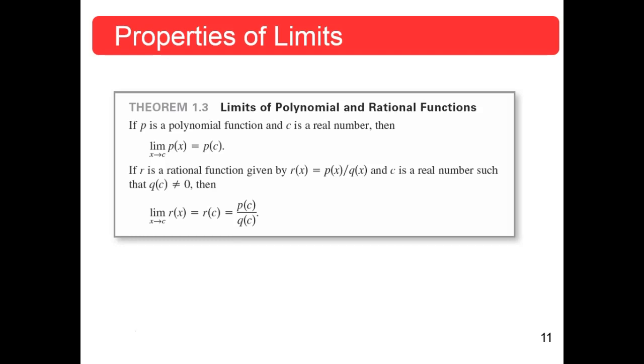And if r is a rational function given by r of x equals p of x, a polynomial function, divided by q of x, another polynomial function, and c is a real number such that q of c is not equal to 0, then the limit as x approaches c of r of x would be r of c, which is p of c divided by q of c. As long as that q of c is not 0, plug it in. If you wind up with a 0 in the denominator, you can't use this. But if you don't, you're perfectly fine. Okay? Everybody got it? If you're writing, I'll let you write it.